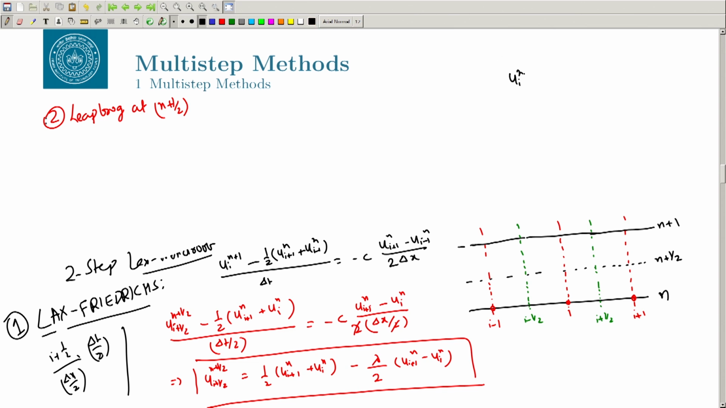(u_i^(n+1) - u_i^(n-1)) / 2Δt equals minus c (u_(i+1)^n - u_(i-1)^n) / 2Δx, right. This is leapfrogging, central in time and central in space. But now we are doing it at n plus half and we are only doing it for Δt by 2. So, now, this is a 3 level scheme.